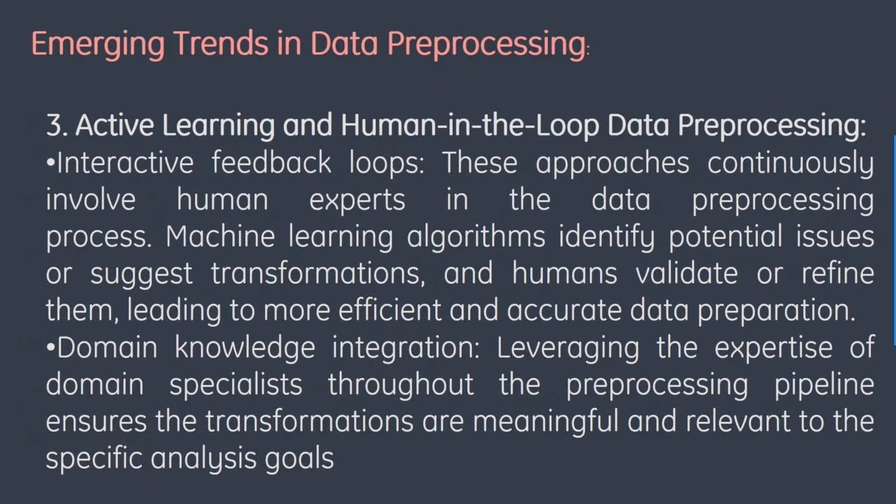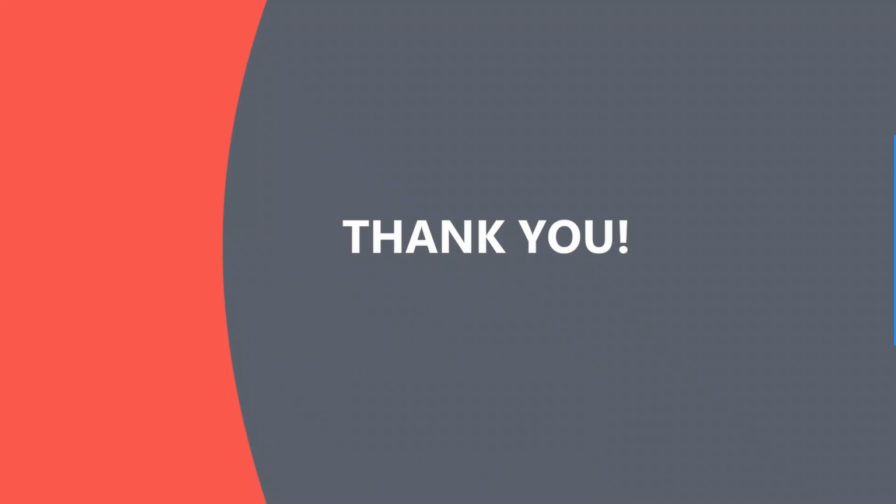Thirdly, we have active learning and human in the loop data pre-processing. Interactive feedback loops: these approaches continuously involve human experts in the data pre-processing process. Machine learning algorithms identify potential issues or suggest transformations and humans validate or refine them, leading to more efficient and accurate data representation. Domain knowledge integration: leveraging the expertise of domain specialists throughout the pre-processing pipeline ensures the transformations are meaningful and relevant to the specific analysis goals.